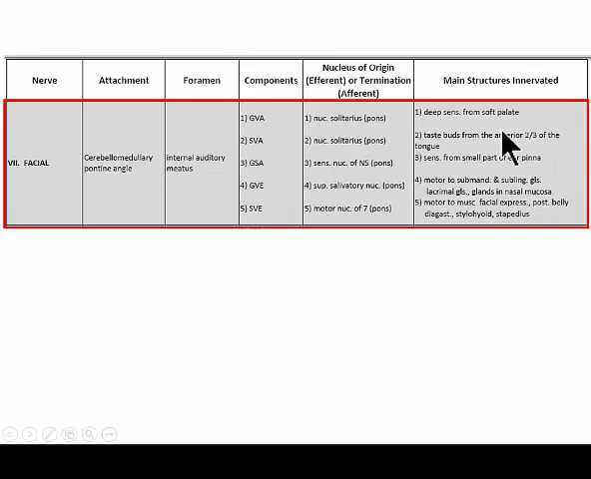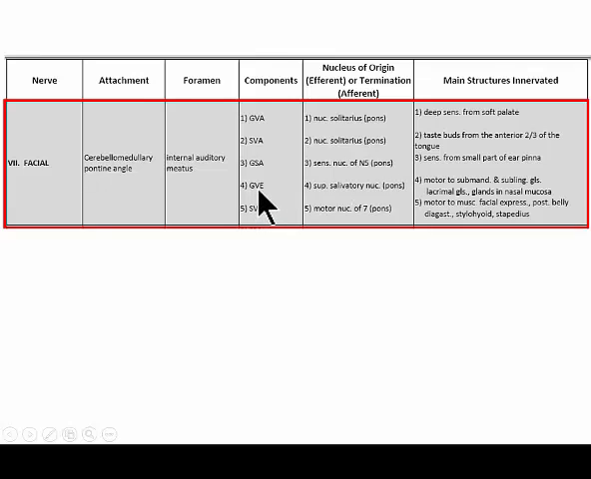SVA, some taste, right? Chorda tympani, anterior 2/3 of the tongue. Nucleus solitarius, the upper portion. GSA, sensation. The only GSA for 7 is a little bit of pinch your ear, and that's via 5, right? Sensory nucleus of 5.